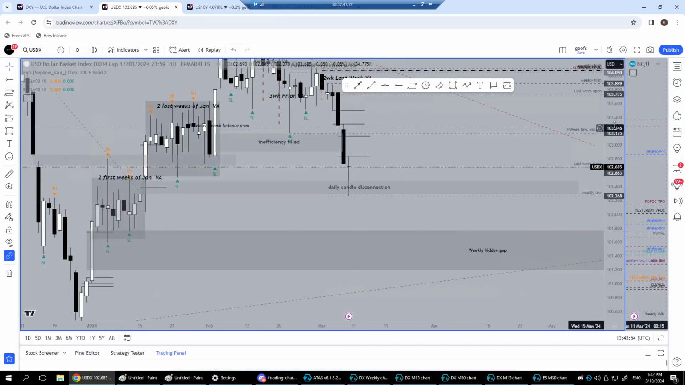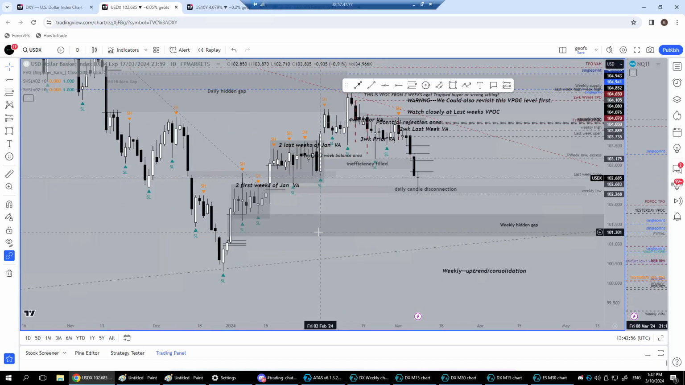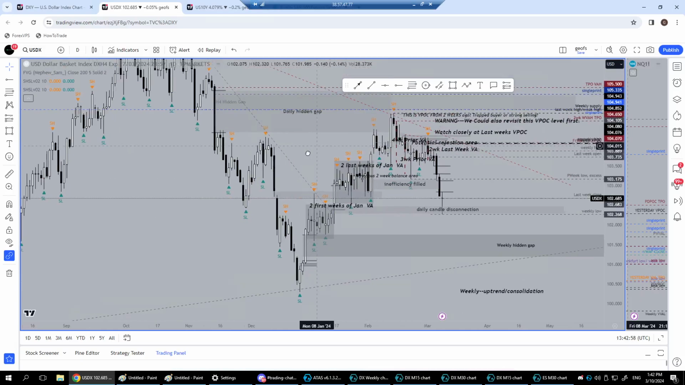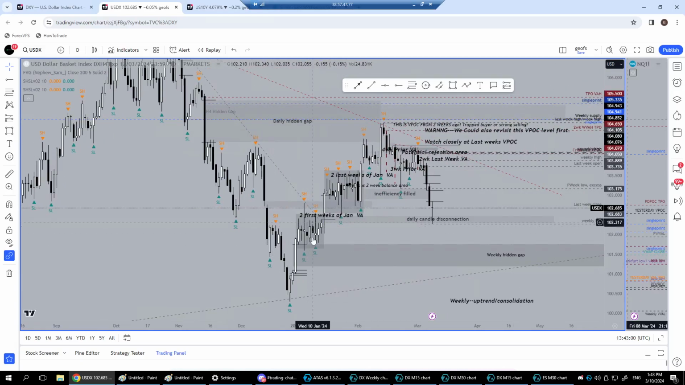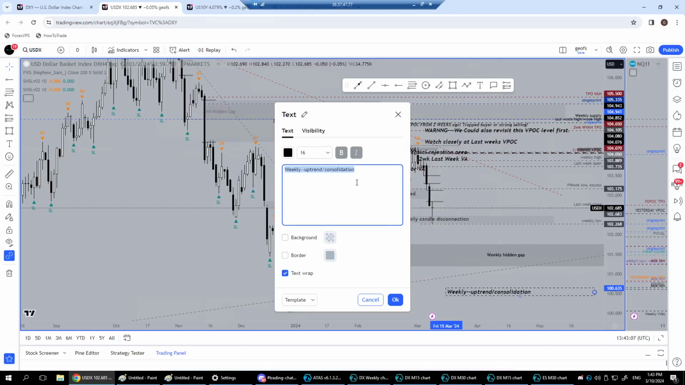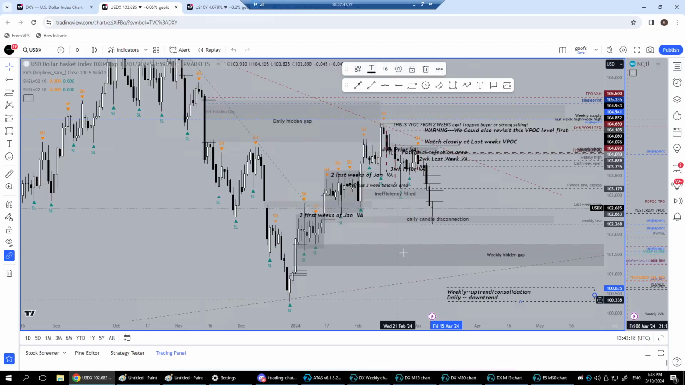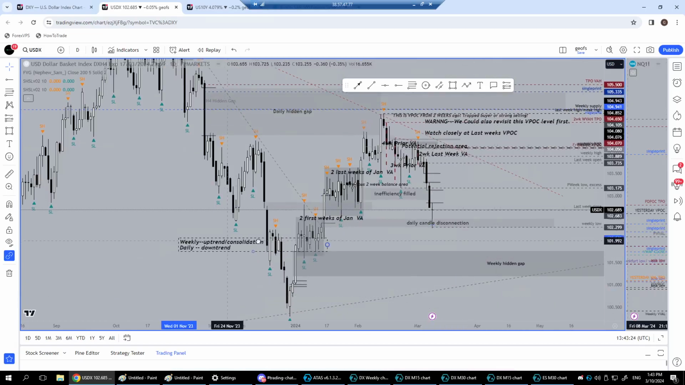Daily. Okay. So weekly is in kind of an uptrend, and daily's now in a downtrend. So we'll note that. Everything starts and ends with market structure. That's really the king of everything. It's so important.